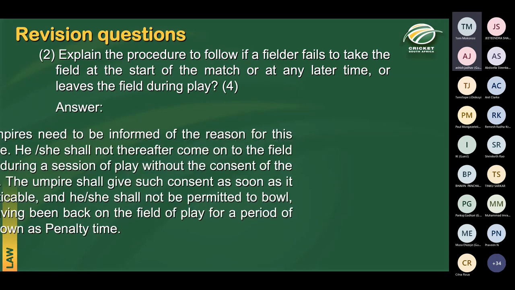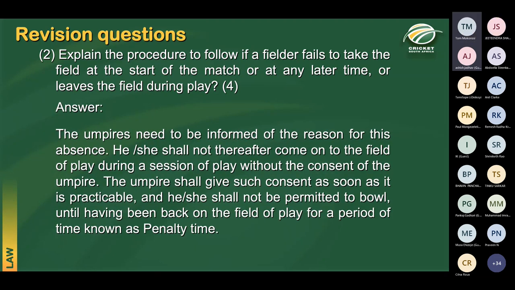Great, Jitendra. Let's have a look at the textbook answers. The umpires need to be informed of the reason for this absence. He or she shall not thereafter come onto the field of play during a session of play without the consent of the umpire. The umpire shall give such consent as soon as it's practical, and he or she shall not be permitted to bowl until having been back on the field of play and served penalty time. Okay, well done, Jitendra. I would give you 4 out of 4 marks there.